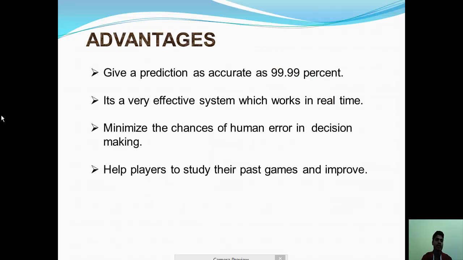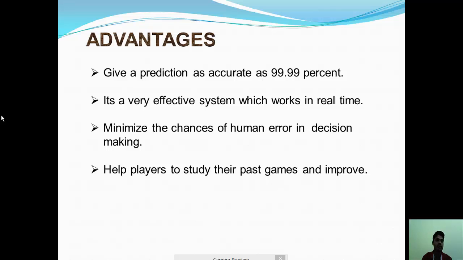Some of the advantages of Hawkeye technology are: it gives predictions as accurate as 99.99%, and it is a very effective system which works in real time. It minimizes the chances of human error in decision making.